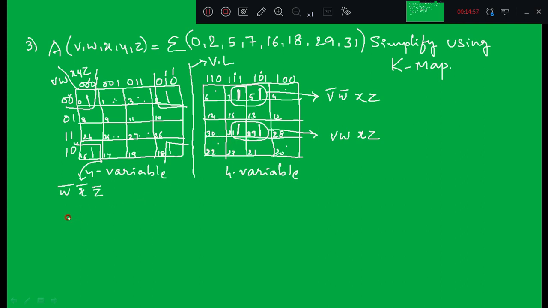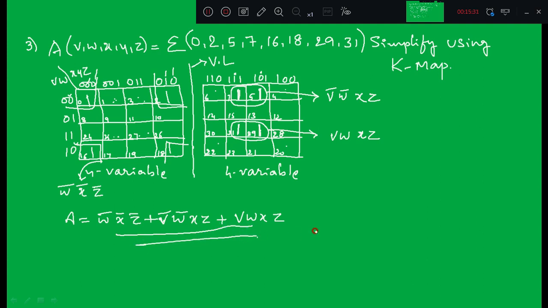So what is the final expression here? A is equal to W bar, X bar, Z bar plus V bar, W bar, X, Z, right? If you try to eliminate any of the variables, you cannot from this final expression. You can eliminate a variable only when the groups are logically adjacent after folding along this vertical line, right? So I hope this example is clear, right?